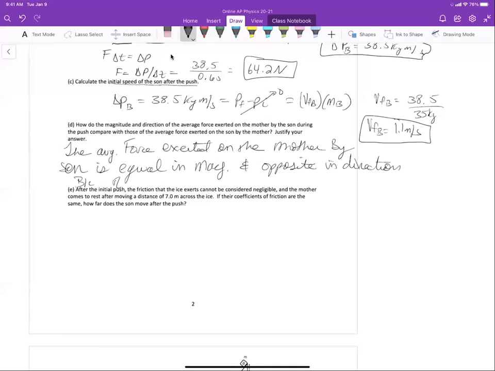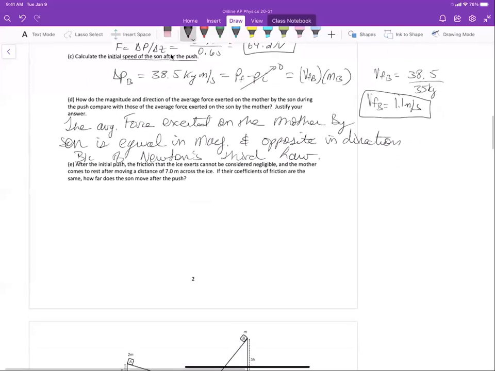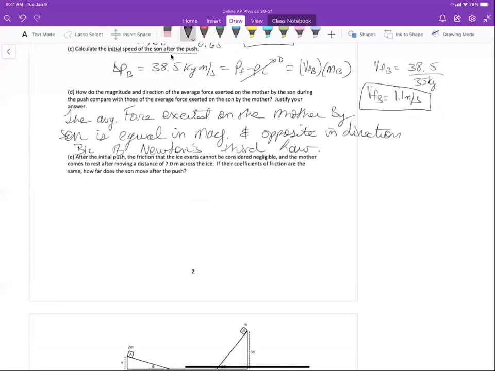Because of Newton's third law. Okay. All right. After the initial push, the friction that the ice exerts cannot be considered negligible, and the mother comes to rest, moving a distance of 0.7 meters across the ice. If the coefficients of friction are the same, how far does the son move after the push?